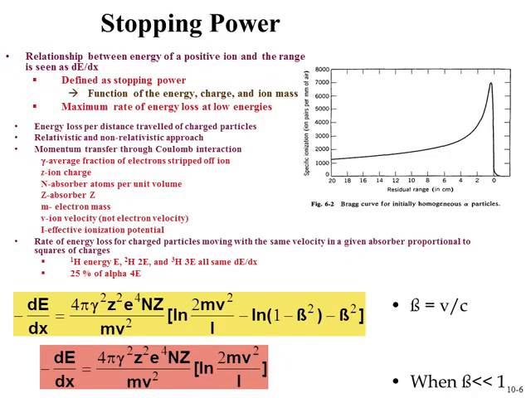But the terms are the average fraction of electrons stripped off an ion, which is this term here, the ion charge, number of atoms per unit volume of the absorber, in other words, what the ion's hitting, the Z of the absorber, the mass of the electron, and the ion velocity. Then we also have this effective ionization potential. This term is shown here in the equation.